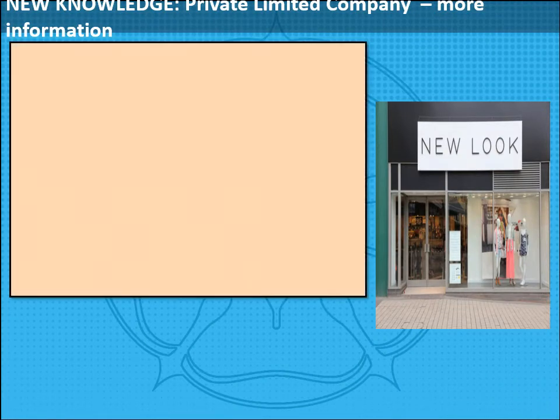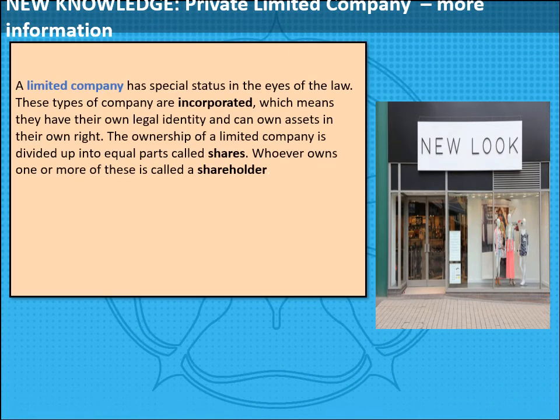So a bit more information about them. It has special status in the eyes of the law. These companies are incorporated, which means they have their own legal identity, and they can own assets. Assets are things like buildings in their own right. The ownership of a limited company is divided into equal parts, which are called shares. Whoever owns one or more of these is called a shareholder, and from a shareholder, if there are profits, you will get dividends, and dividends are part of the profit.